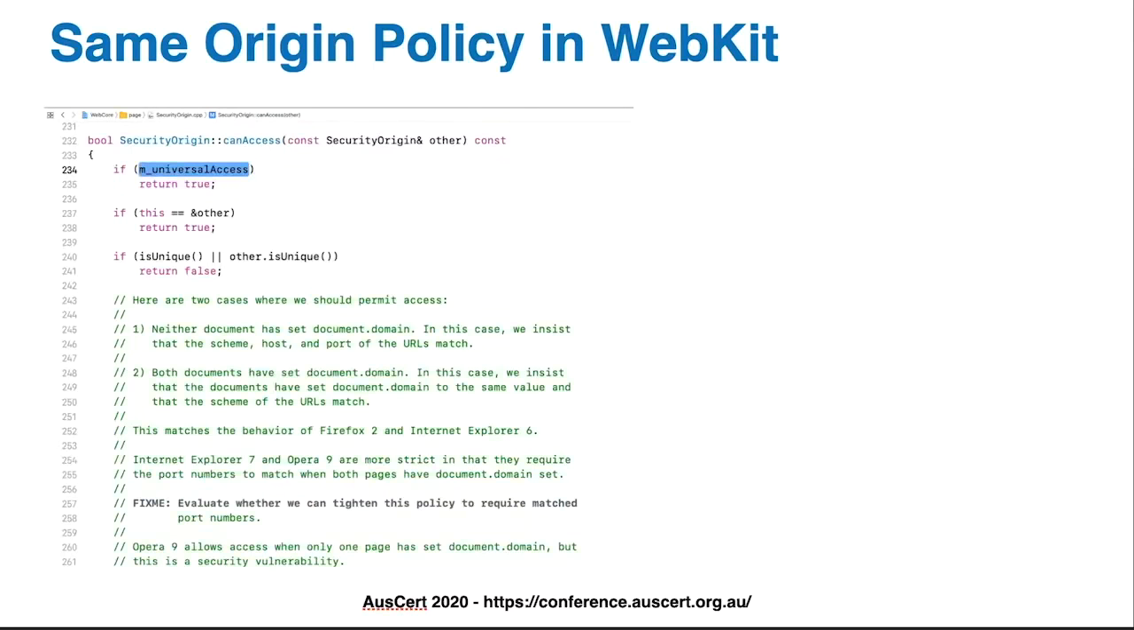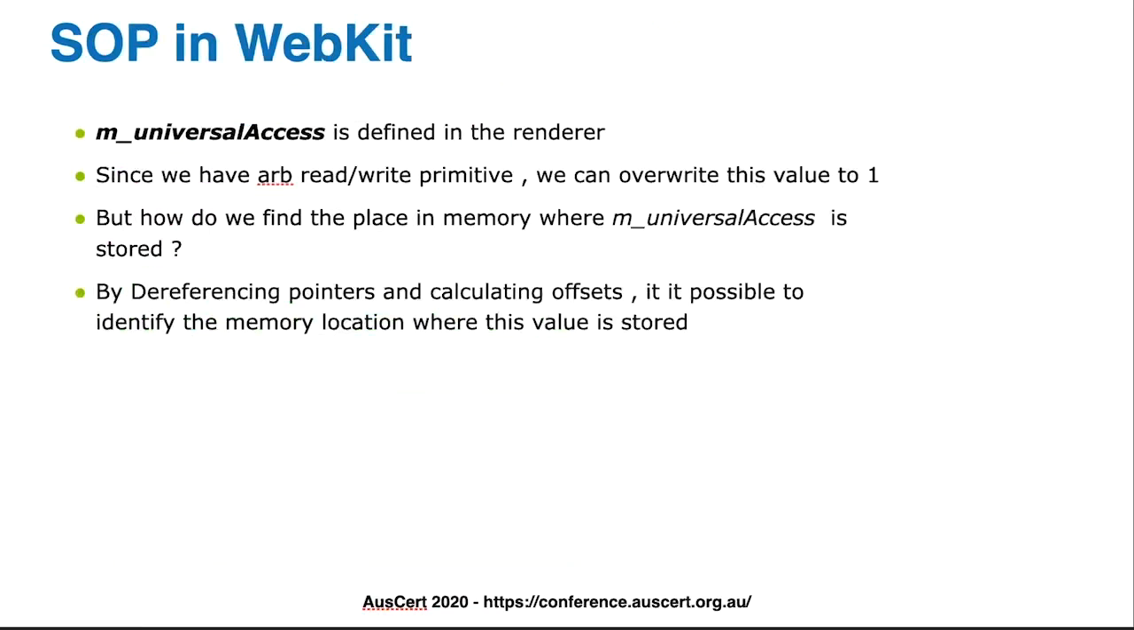Okay. However, in WebKit, whether same origin policy is implemented or not is stored in a boolean value, which is m_universalAccess. What this means is that if an exploit can somehow get arbitrary read write within the render process, it can modify the value of this object.